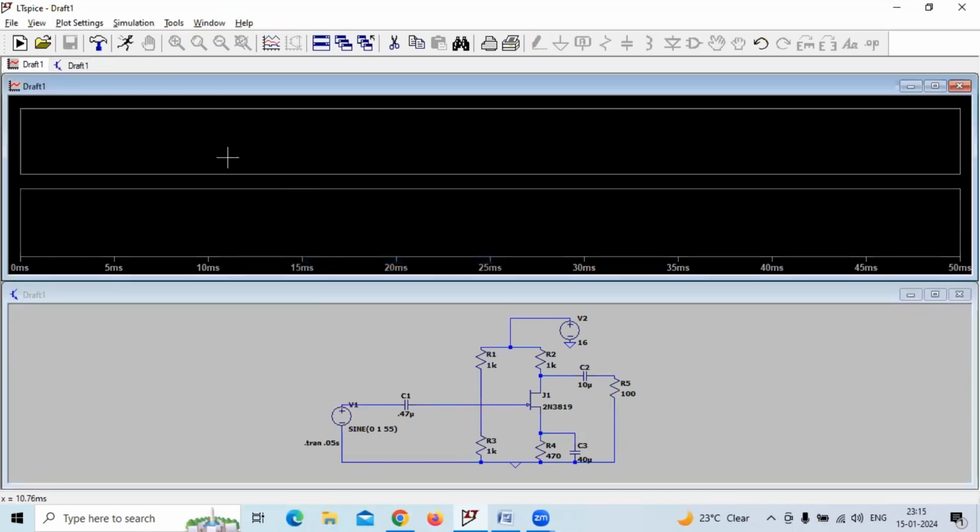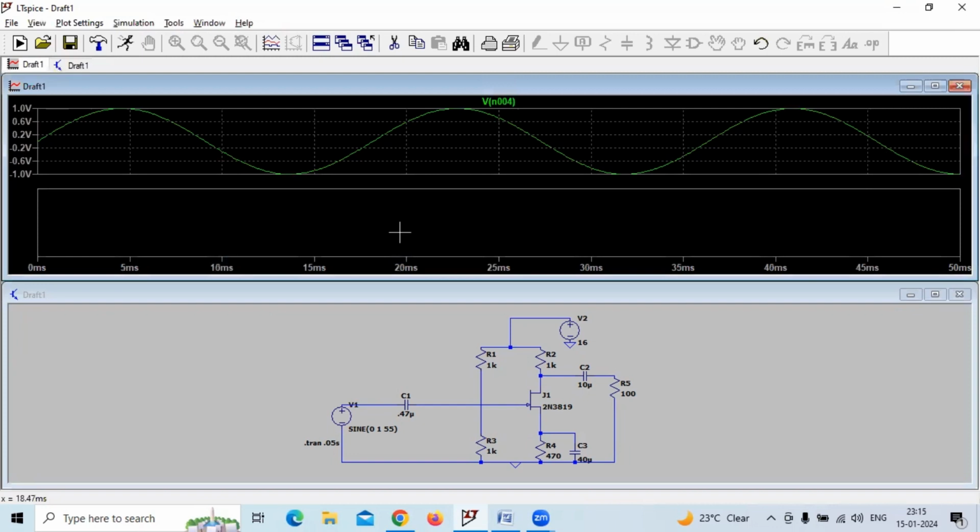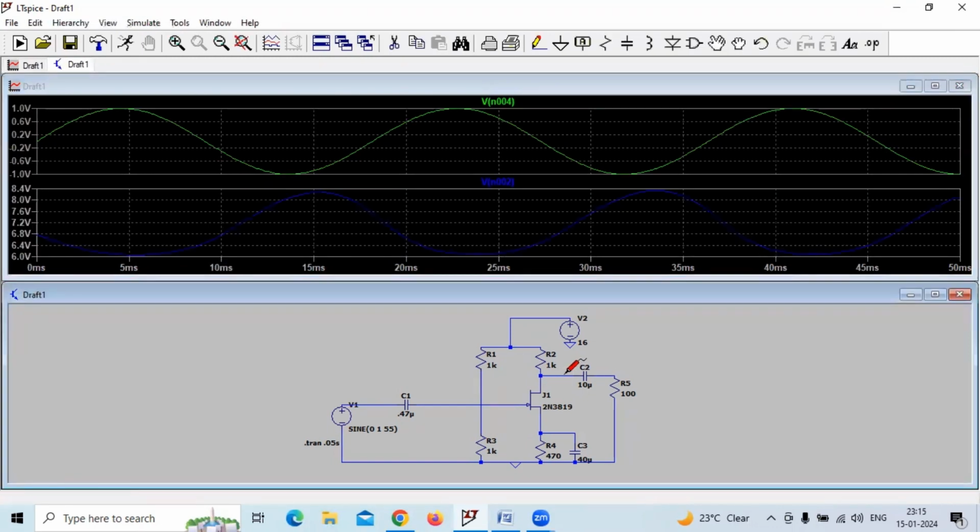I'll take two plots, one for input and one for output. You can see the input is shown in this green color wave, and this is the output. Okay, you can see the output is inverted. Thank you.